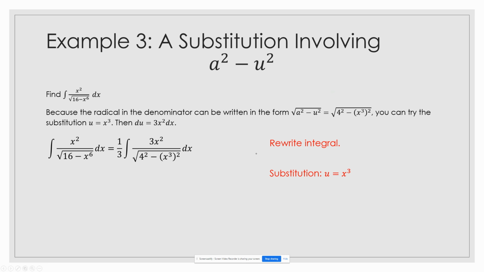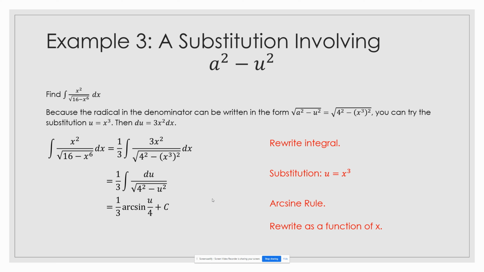So let's see how this plays out. We're going to substitute in x cubed for u, and that makes this our du. And so we get 1/3 times the integral of du over the square root of 4 squared minus u squared. We're going to use our arc sine rule, and we get 1/3 times the arc sine of u over 4 plus c. And then we are going to rewrite as a function of x. So we get 1/3 arc sine of x cubed over 4 plus c.